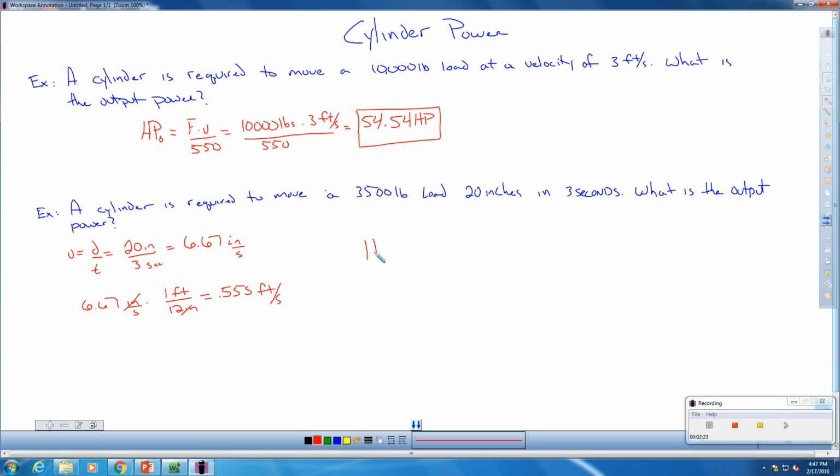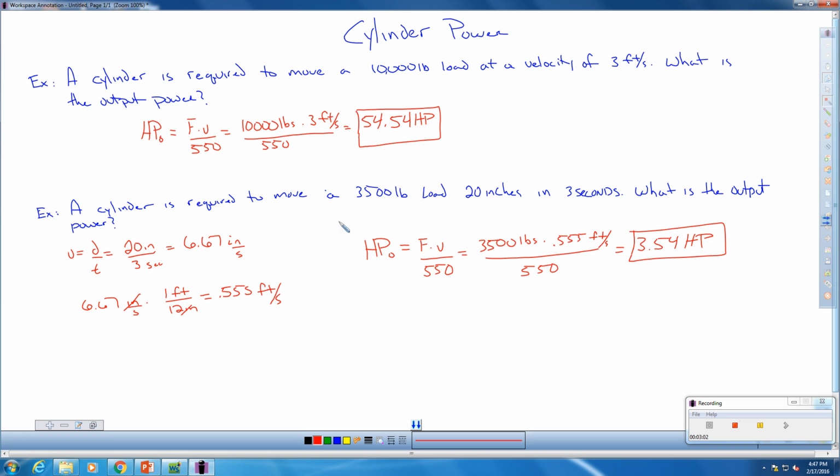And we're going to calculate the horsepower output here. We have the force, that's 3,500 pounds. We calculated the velocity, and since we are in standard, we're going to divide by 550. So in this case, 3,500 pounds times 0.555 feet per second divided by 550 is going to give us our 3.54 horsepower.